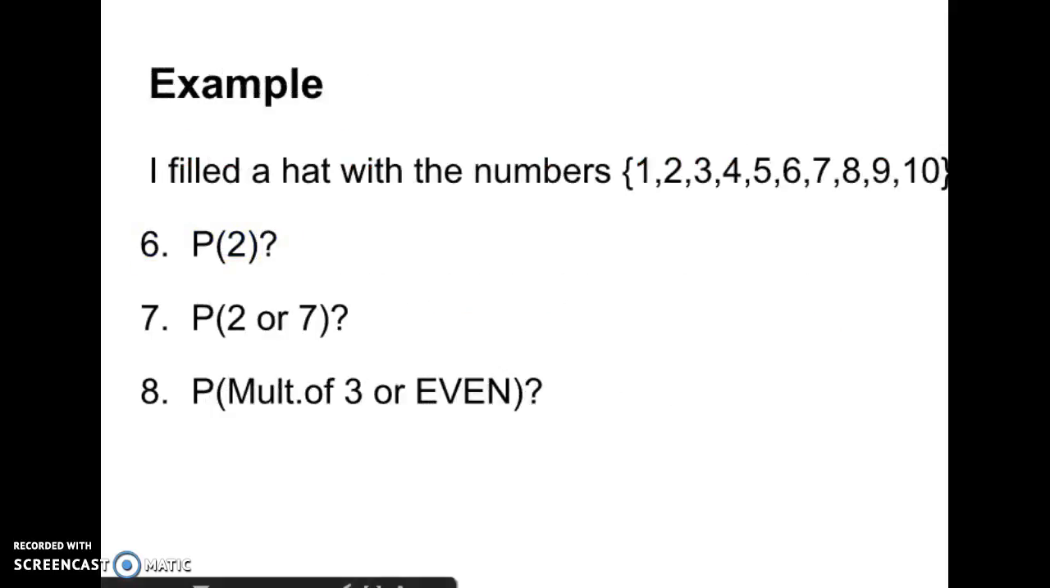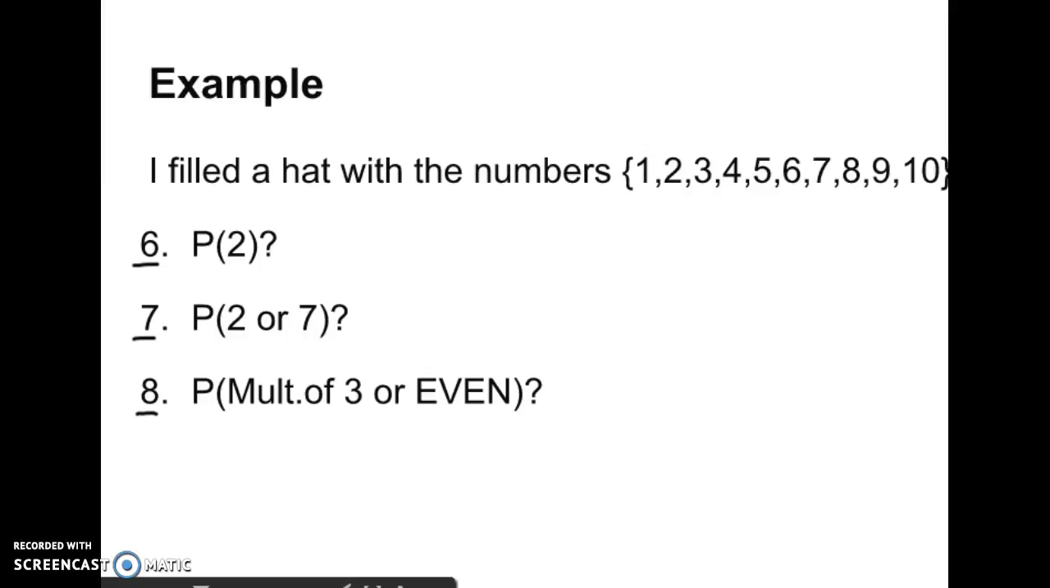Okay, we're going to do a few easy examples. I'm going a little bit out of order, so don't pay attention to the 6, 7, 8 as far as the numbering up here that you see right here, because I'm going to go a little bit out of order. I think it's a little bit easier to explain this way. So let's talk about simple probability that we've been doing. It says, suppose I filled a hat with the numbers 1 through 10. It says, what is the probability of getting a 2?